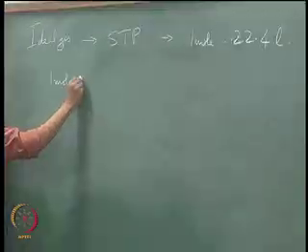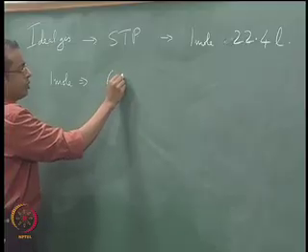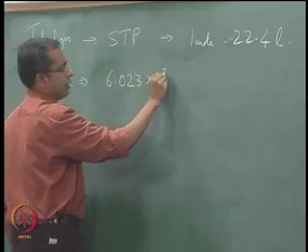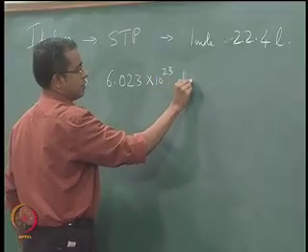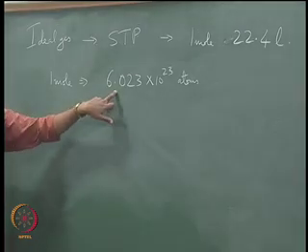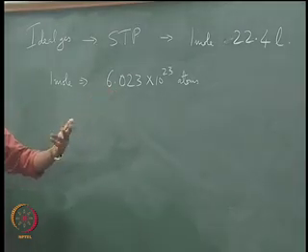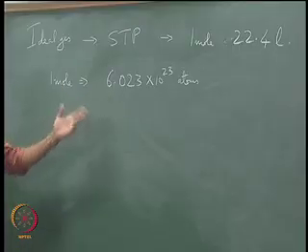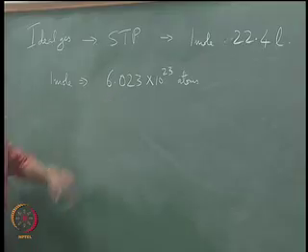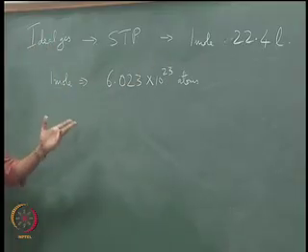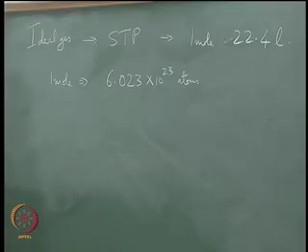1 mole implies 6.023 into 10 power 23 atoms, the Avogadro number, of gas molecules or whatever. So 1 mole is 6.023 into 10 power 23 atoms in this case. Let us assume an atomic gas. So, some ideal gas we have, and so many atoms are present in 22.4 liters at STP. Let us see the number density that we are looking at.